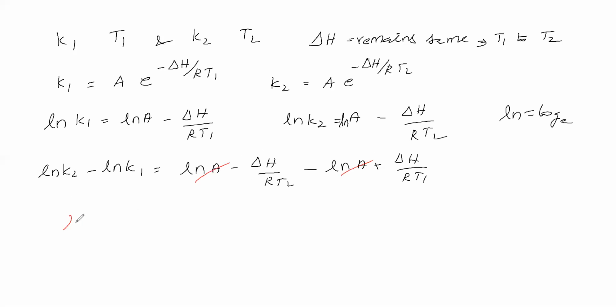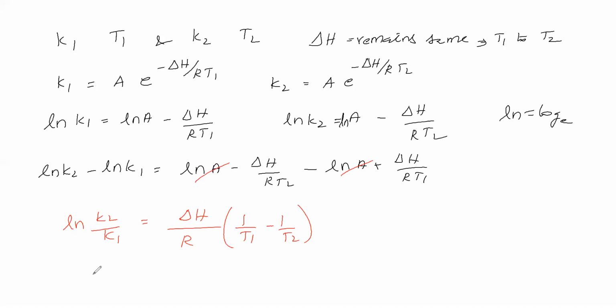So this becomes ln K2 by K1. Here we take minus delta H outside, and R outside. What we get is 1 by T1 minus 1 by T2.